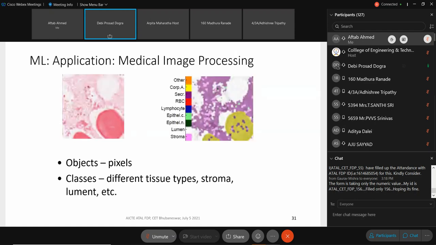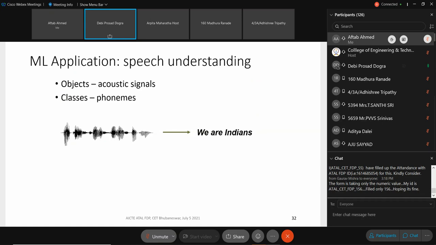In medical, I was talking about objects being basically pixels, a group of pixels. The classes can be different types of tissues, like stroma, lumen, or other types of tissues. So these are classes. How accurately we can map them matters, so that when we present them to the physician or the expert, the physician does not need to actually look into each and every object present. So basically it's an assistive system.